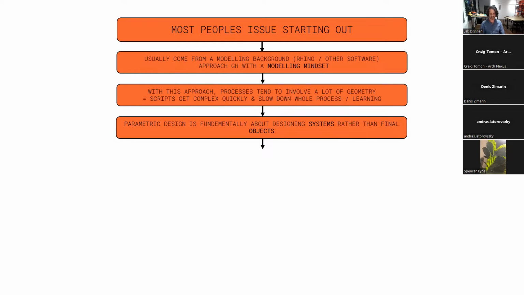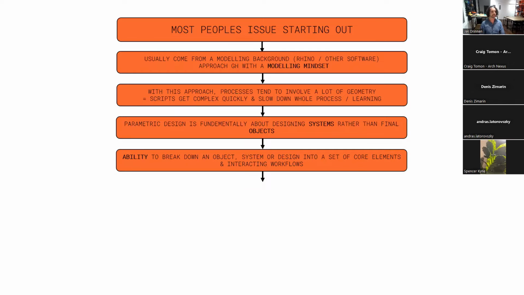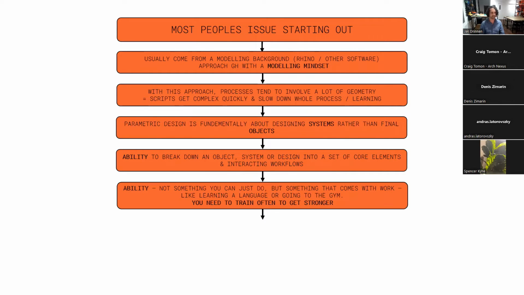This is such a key, and we'll talk about this a little bit later on, because it's so key. But the key word here is the ability to break down an object or system into a set of parts and elements that you can plug back together. And again, this is an ability. It's not something you can just do. It's something you have to work on and train to do. It's like learning a language. You have to be using it every day, using it often to get a lot from it.